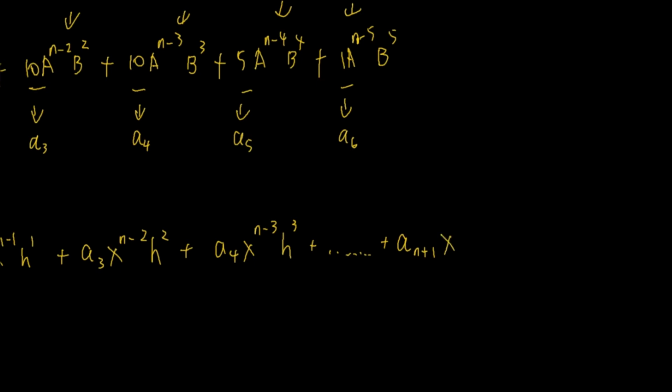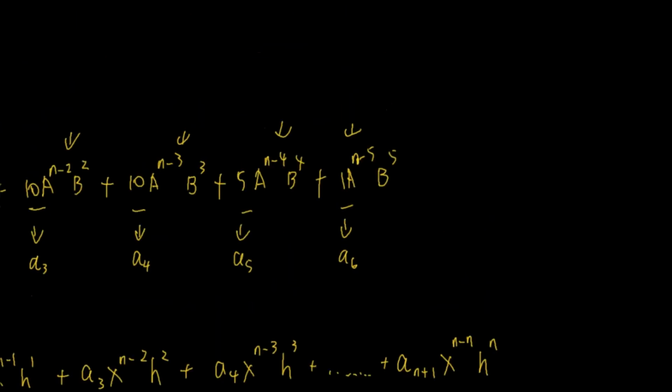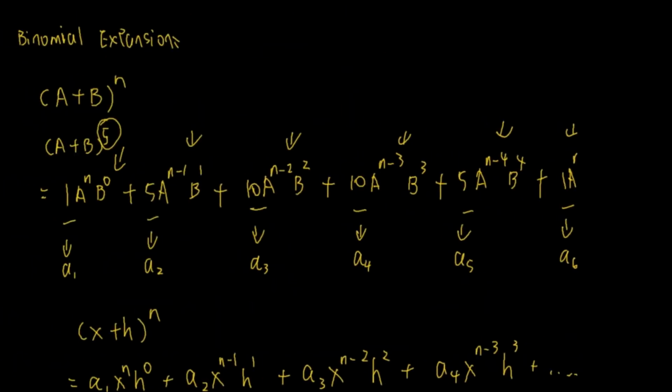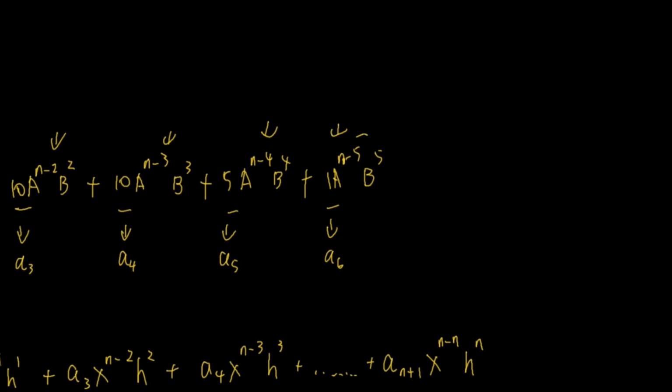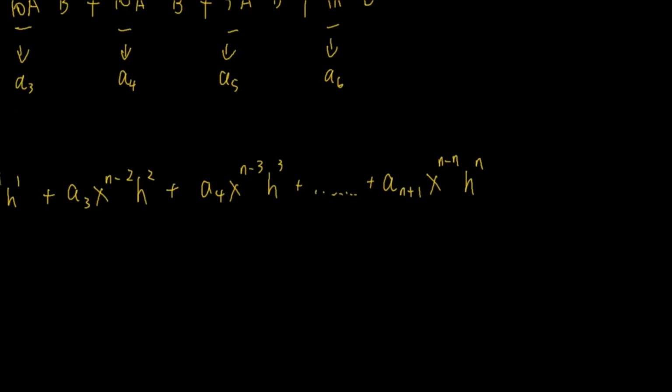Then this one must be x^(n-n) times h^n, because that's how it is. If n is 5 in this example, then n minus 5 makes the a term to the power of 0, which is 1. Then the b term is to the power of the exponent of the original polynomial. So that's why the last one will be x^(n-n) and then h^n. Okay, so we can write it like this.